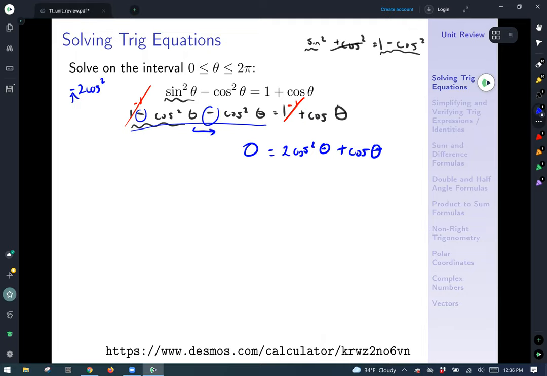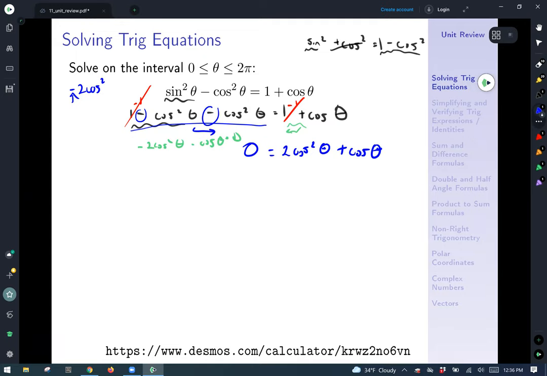You could have also, it wouldn't have mattered, as an aside, you could have brought everything from the right to the left and set this thing equal to 0. Then you'd have negative 2 cosine squared of theta minus cosine of theta equals 0. And it would get you there as well. But I kind of like positive things. And then you could just add those over. Either way, it's the same deal.